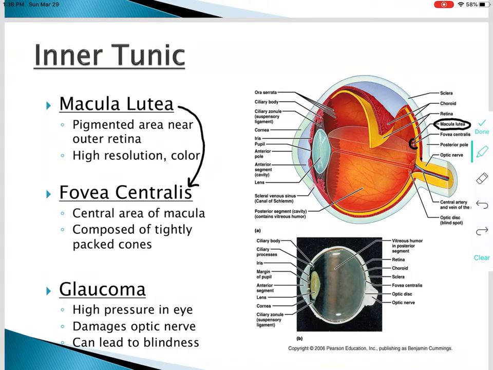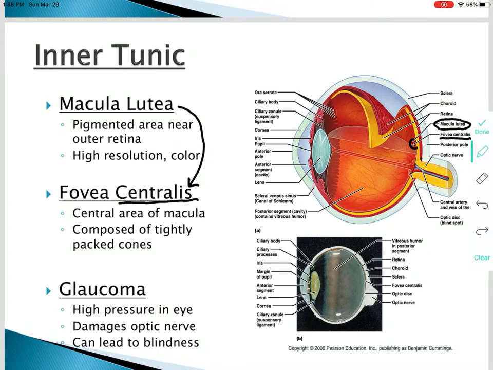Inside the macula lutea is a smaller area called the fovea centralis. It's in the middle of the macula lutea, hence the word central. So the overall area is called the macula lutea, but the centralized part of that macula lutea is called the fovea centralis, and it has a bunch of tightly packed cones. So it's a very specialized area where we have a lot of cones and we can process a lot of colorful visual information. Maybe you've heard of macular degeneration. That would be degeneration of the cells that make up that dense region called the macula lutea.